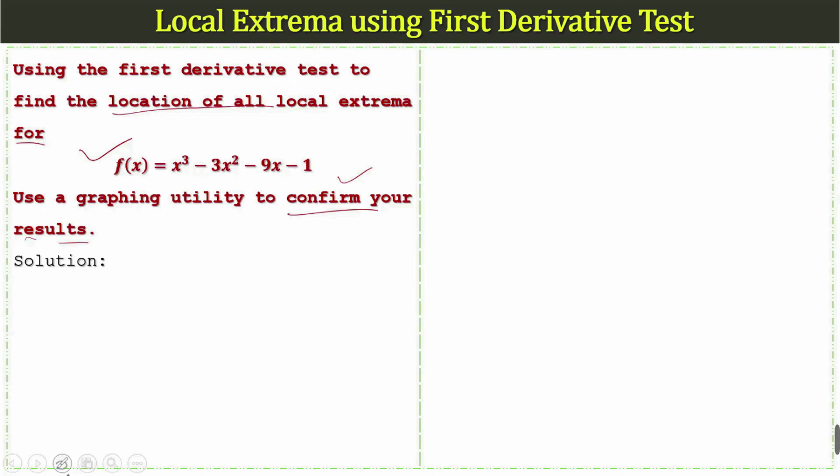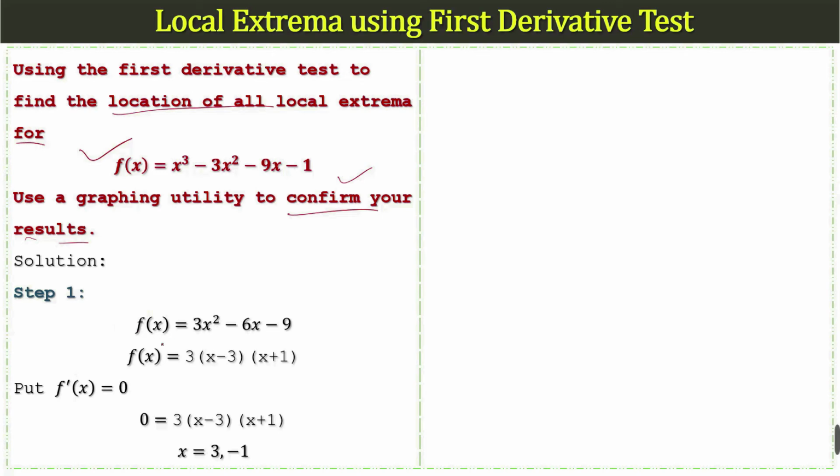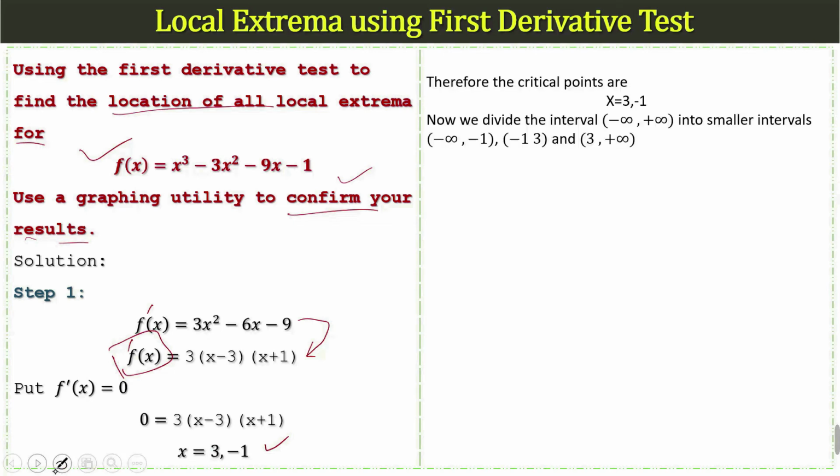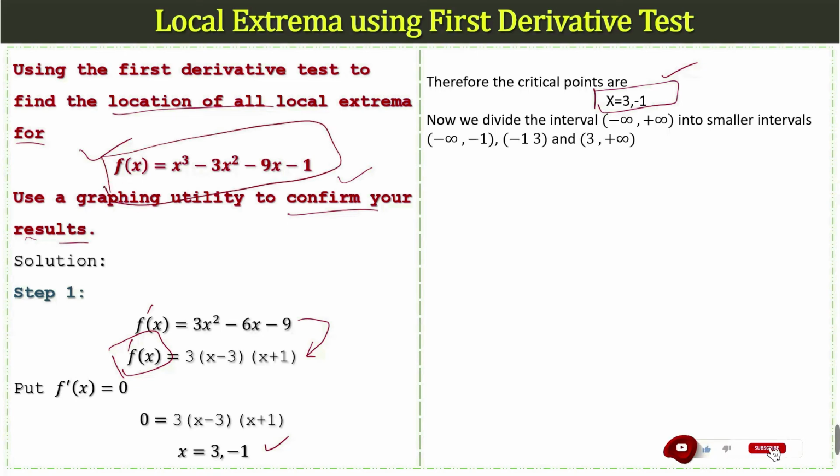First we find the derivative of this function, that is f prime of x is equal to 3x squared minus 6x minus 9. We factorize this, and after factorizing we put f prime of x equal to 0, and we get the critical points, that is x is equal to 3 and minus 1. Therefore the critical points are 3 and minus 1, and we know that this is a polynomial, and a polynomial is continuous from minus infinity to positive infinity.